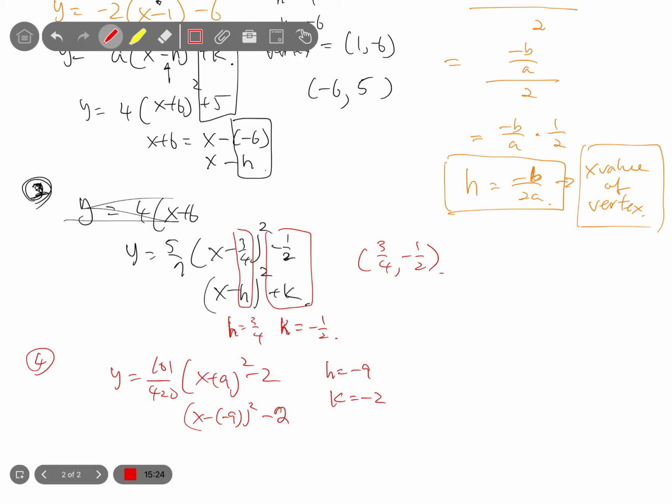Okay. All right. Now, the next few problems, it's not in vertex form, so we actually need to use our shortcut formula. Okay, the shortcut formula is this one right here, and that is going to be super important. Okay, so here we go.